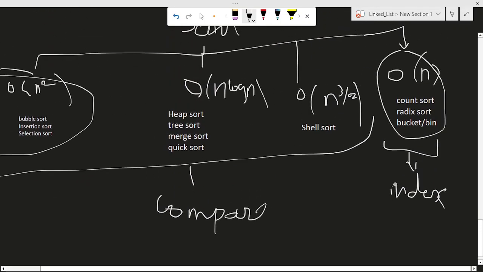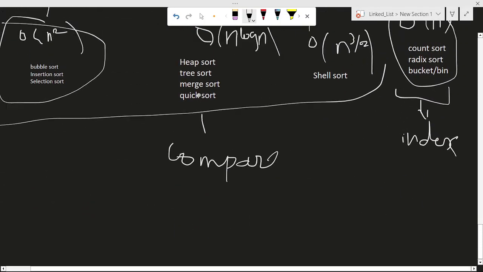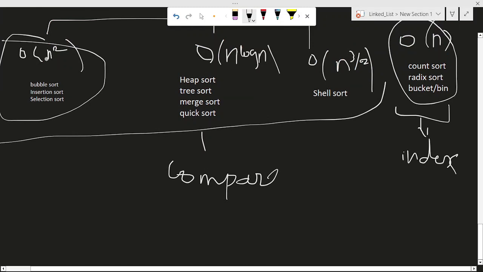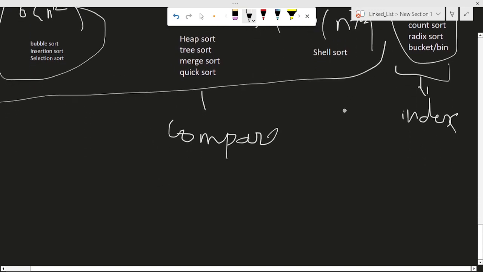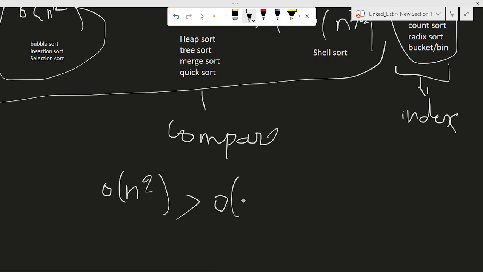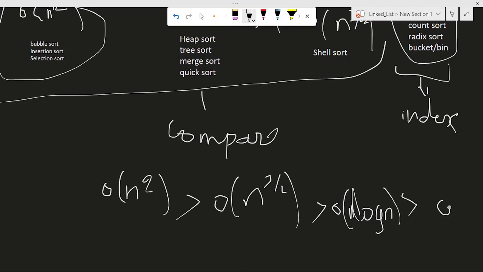Again, if you are not getting which one is greater: you know that big O of n square is greater, and then you know which is the next one, this is the least. Among these two things, which is bigger? Obviously n to the power of 1.5 is actually bigger than n log n. So big O of n square will normally be greater than big O of n to the power of 1.5, or 3 by 2. Then that will be greater than big O of n log n, and that will again be greater than big O of n. So it will take linear time complexity.